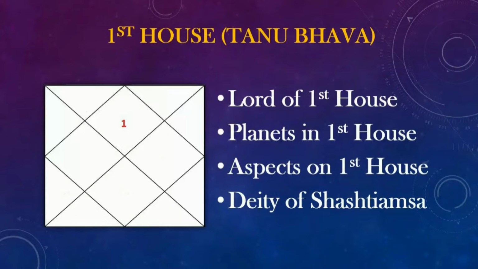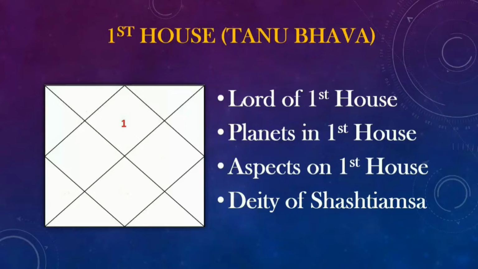So we need to see who is the ruler of the first house, that is the lord of the first house. Is it a malefic planet or a benefic planet? Planets like Mercury, Venus, Jupiter, Moon and Sun are the benefics. Most of you will be saying that Sun is not a benefic planet. Well, Sun is a mildly malefic planet, but it's okay. We can consider it as a benefic planet, not a big thing.